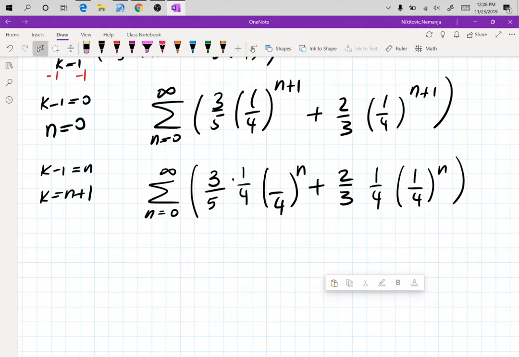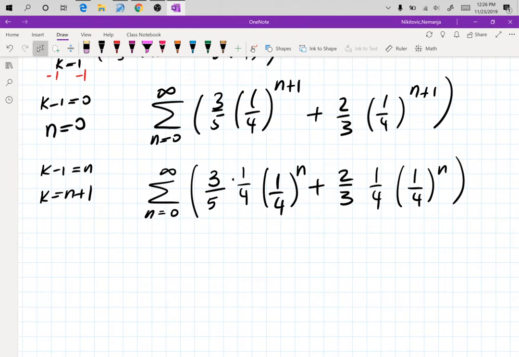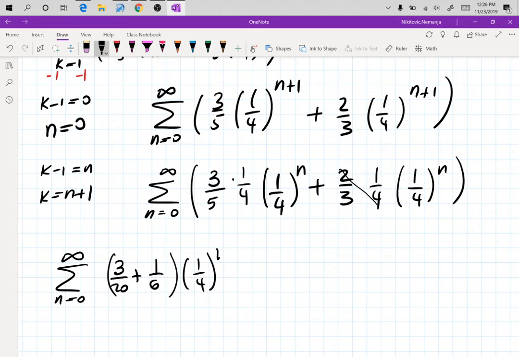Okay, so now you can combine this into a single sum by adding the constants in front, by factoring out 1/4. We could have done that earlier, but it's okay. So what do I have? I have this 3 over 20 plus, when this cancels down, 1 over 6, times 1/4 to the n. And now your series starts at 0 and it's raised to the single n, so we're good to go.